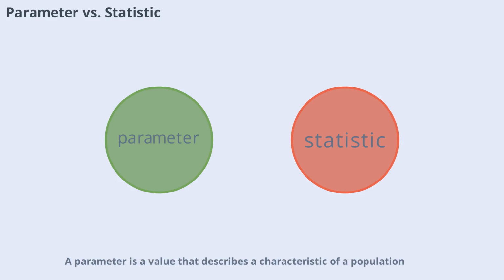Parameter is a value that describes a characteristic of a population, like the average height of all adults in a country. A statistic, on the other hand, describes a characteristic of a sample, such as the average height in a surveyed group. Understanding the difference helps clarify whether we're talking about the whole group or just a part of it.